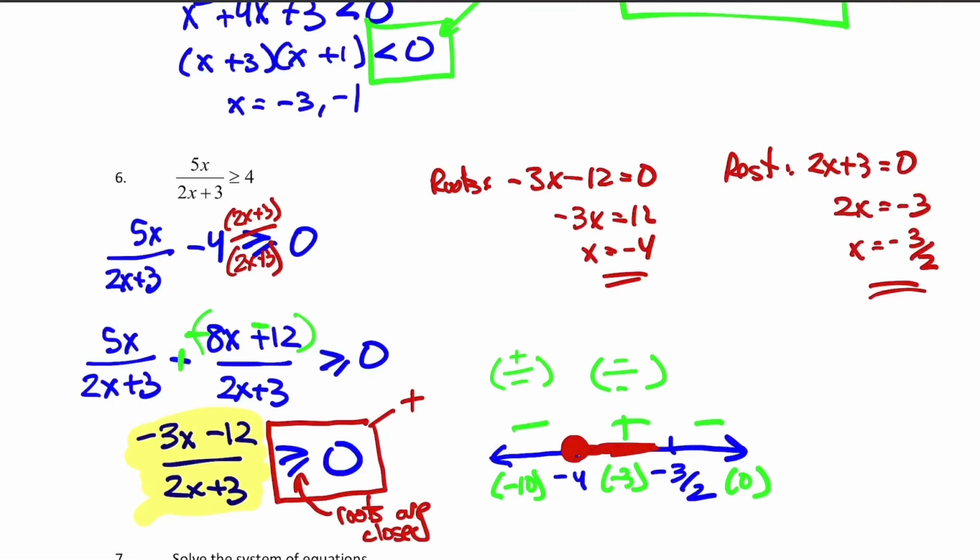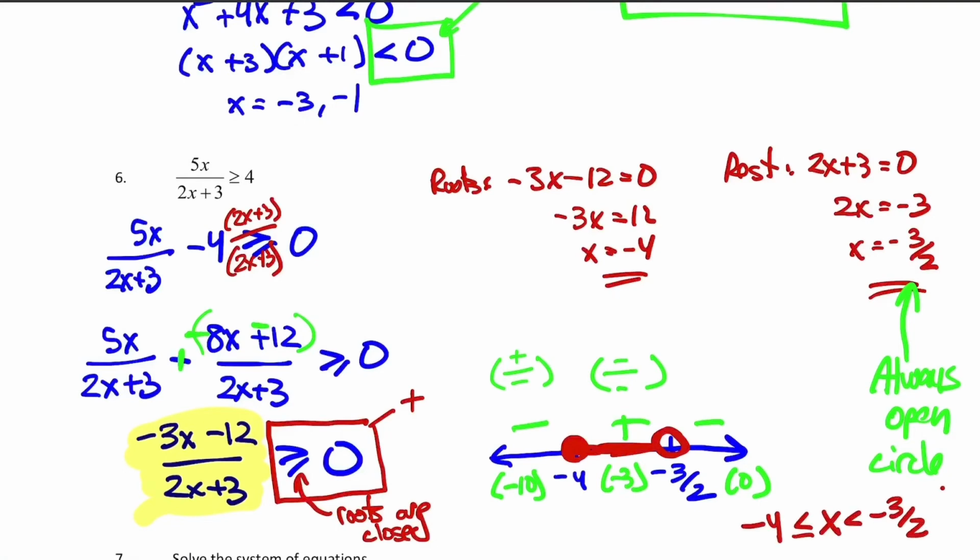But the thing to remember here is that our restriction is always an open circle because it represents an asymptote. So this is going to be an open circle, even though this says "or equal to." Remember, you can't be equal to the asymptote or the restriction. So now I just have to write that inequality. That's going to be negative 4 is less than or equal to x is less than negative 3 halves.